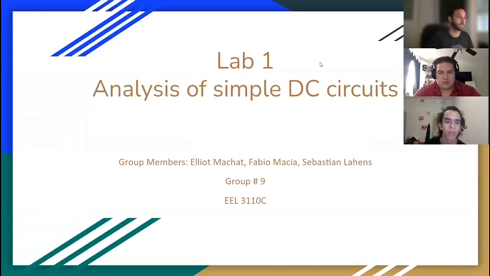These are the group members. My name is Elliot Machat, and Panther ID 6330100. My name is Sebastian, Panther ID 6315456. And my name is Fabio Macias, Panther ID 6243957. Group 9, and our course is EL 3110C.